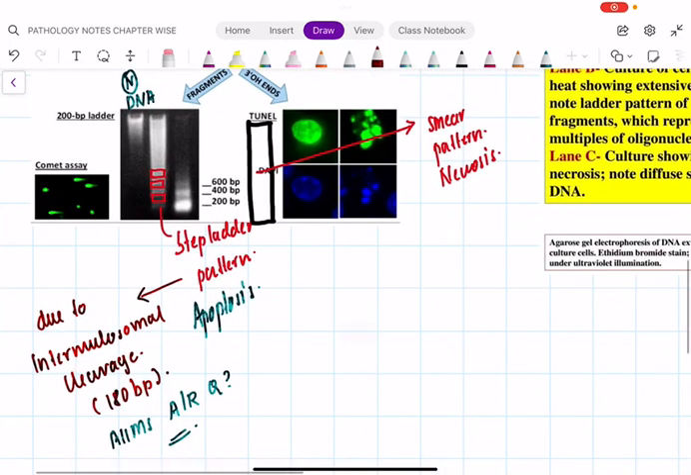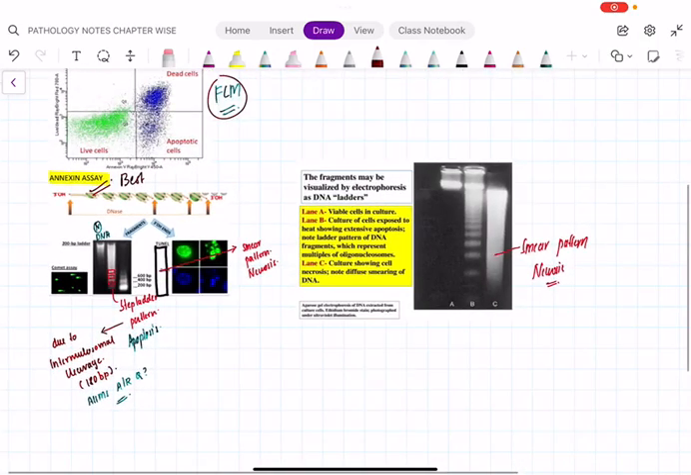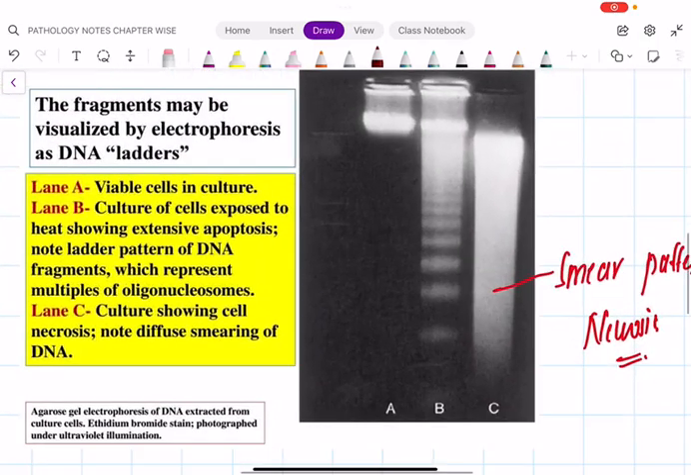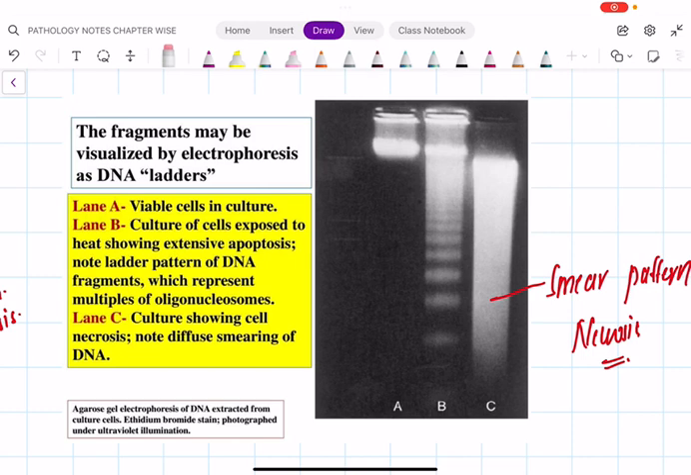In agarose gel electrophoresis we will see various patterns. This is a characteristic pattern. This is an agarose gel electrophoresis. A is normal. B, you can see steps 1, 2, 3. This is called a step ladder pattern. It is seen in apoptosis. Why is there a step ladder pattern?